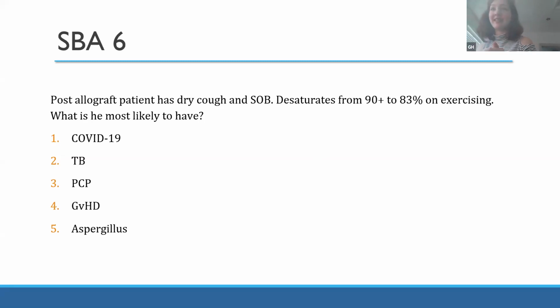Interestingly, PCP and COVID-19, I think, actually often present quite similarly. COVID-19, they often have this quite significant desaturation, dry cough, shortness of breath. And if you look at their chest x-rays for COVID-19 and PCP, they actually look quite similar. PCP is, however, a fungus that is just found everywhere. Like we probably all have PCP as well.